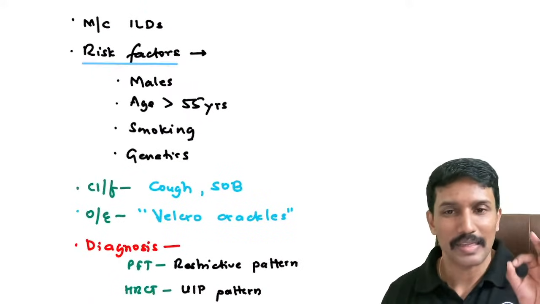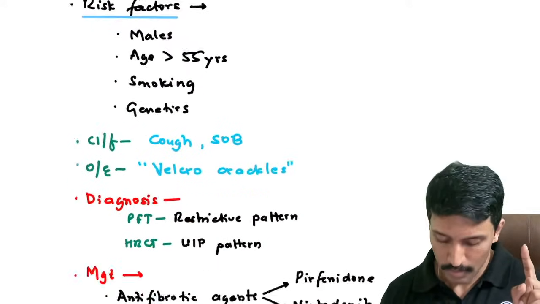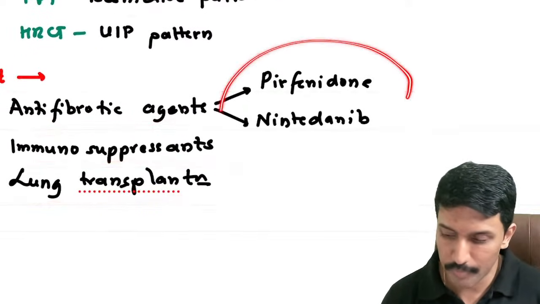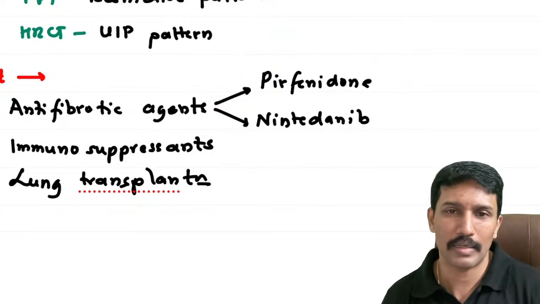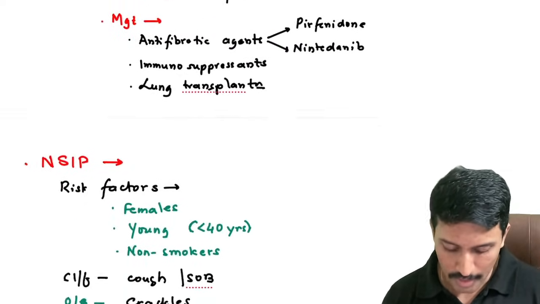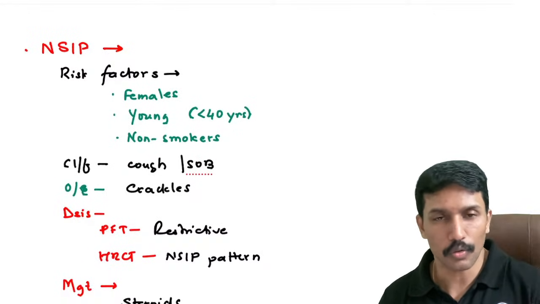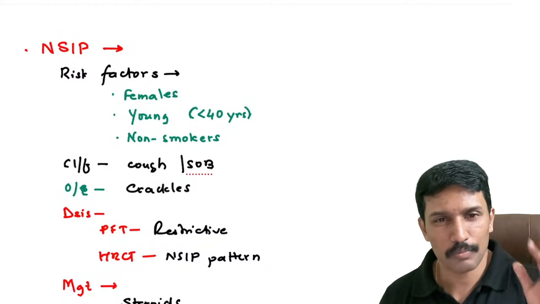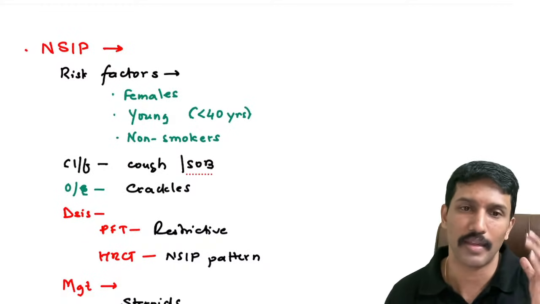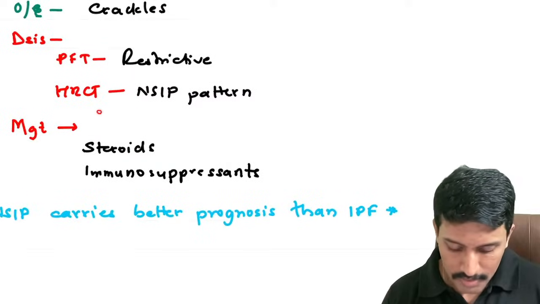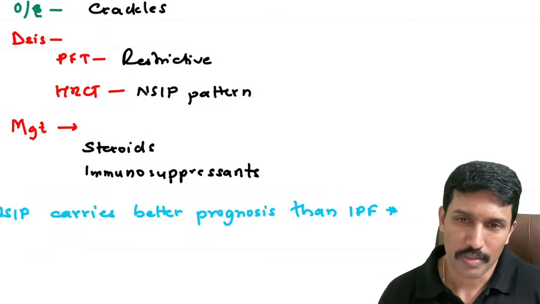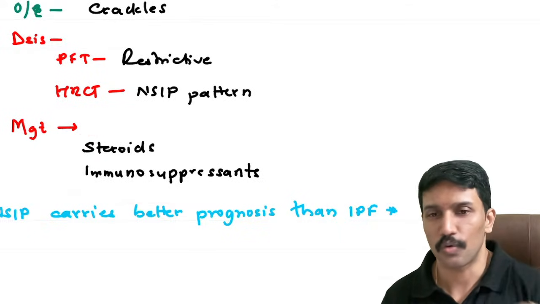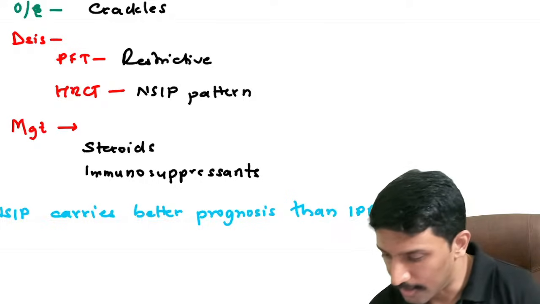IPF, elderly male smoker. Management: antifibrotic agents, immunosuppressants, lung transplantation. Remember the names of these two drugs, pirfenidone and nintedanib. Those are antifibrotic agents. NSIP, think opposite of UIP, IPF. That was elderly male smoker, young female non-smoker, NSIP. HRCT, NSIP pattern, that is ground glass opacities. It is not very aggressive, so steroids and immunosuppressants do the job in most cases. You don't have to write about lung transplantation.